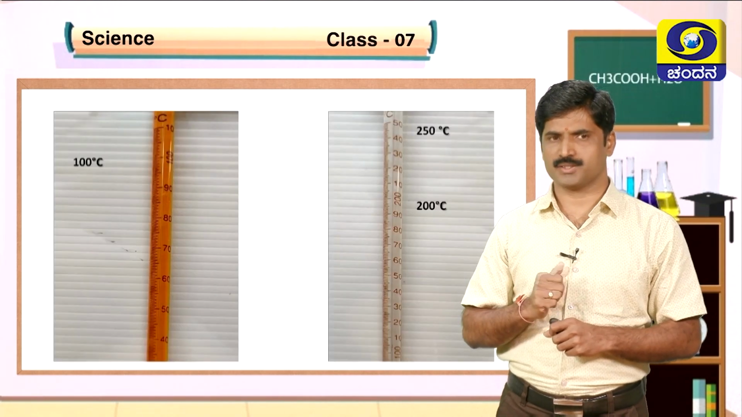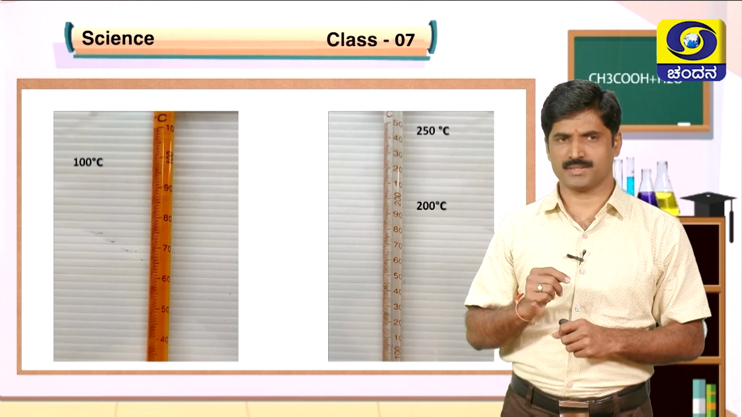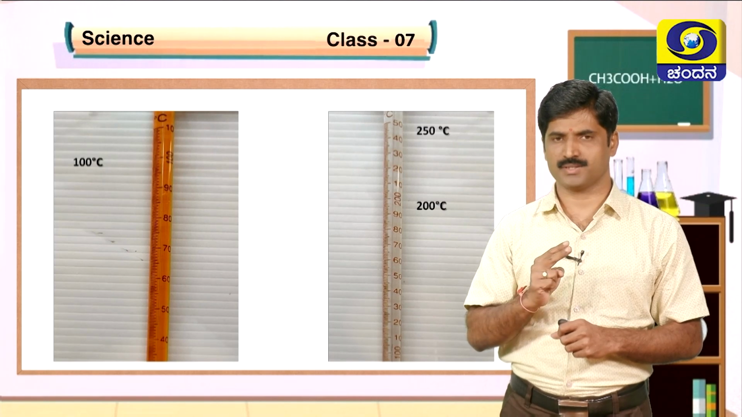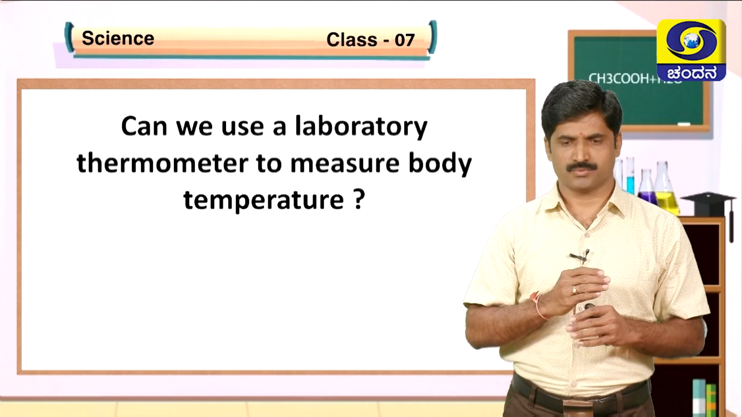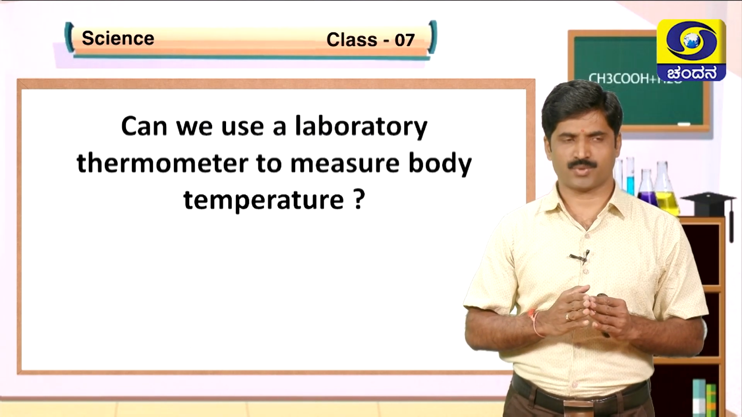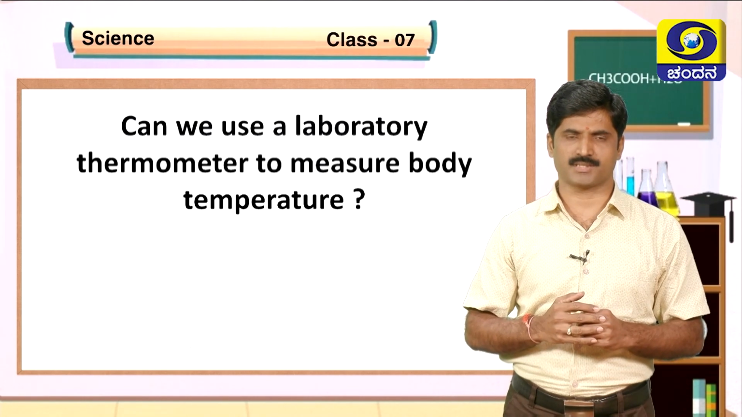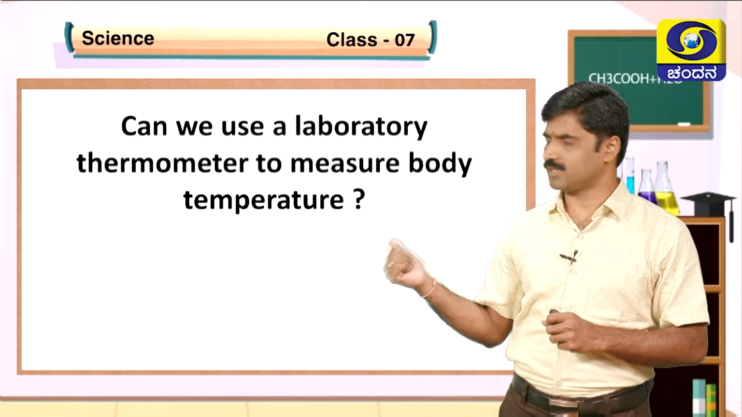In this picture, you can see there are two thermometers. The first one can read up to 110 degrees Celsius, but the second one can read 250 degrees Celsius also. We saw that the laboratory thermometer has a wide range. Then can we use a laboratory thermometer to measure the body temperature? For this, let us have a video.